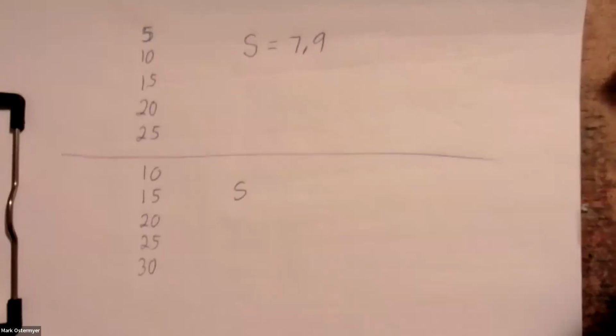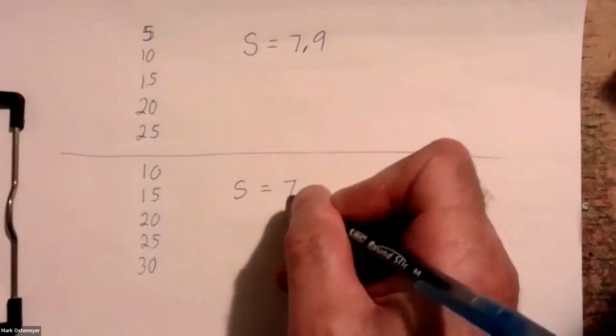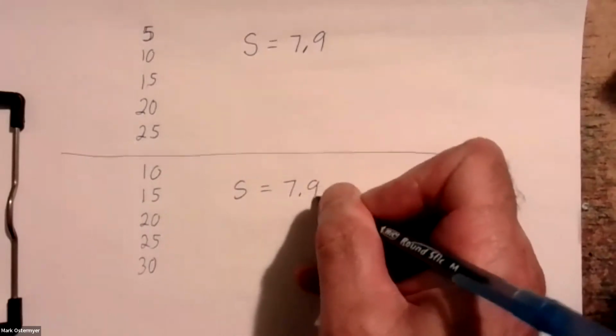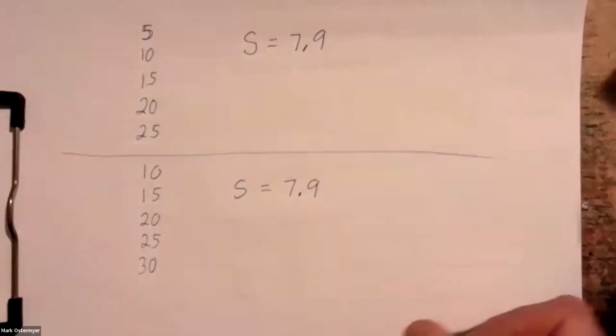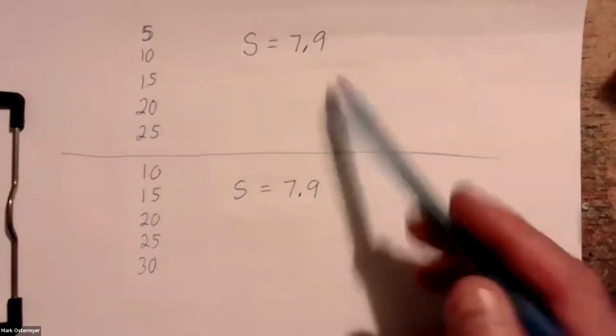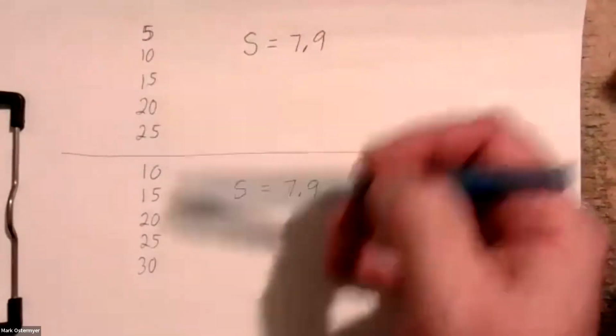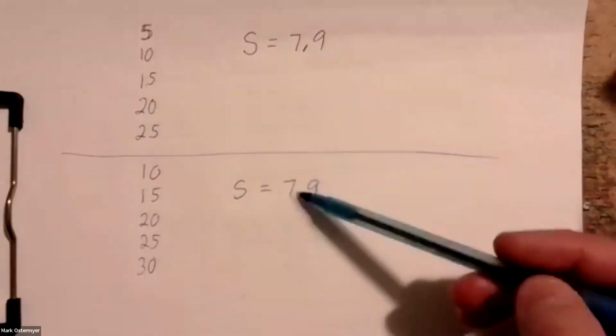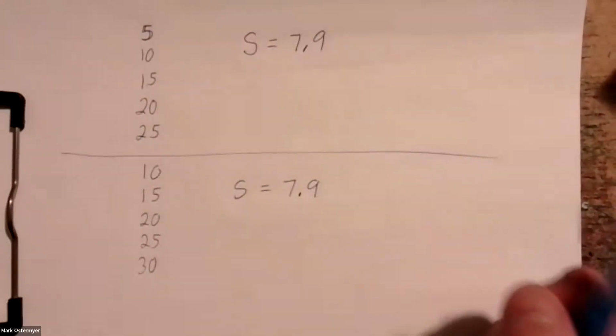You know what I'm getting for the standard deviation? I'm getting 7.9. Why do you think these standard deviations are the same? These data sets are different. Why is it logical that these standard deviations would be the same? Because they only went up by 5. Every data point went up by 5.